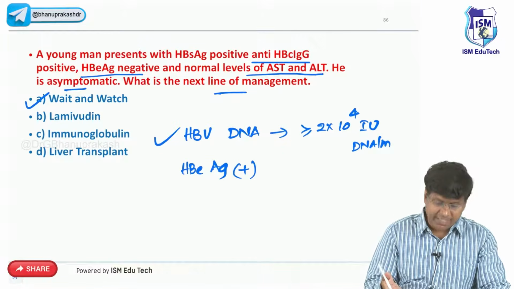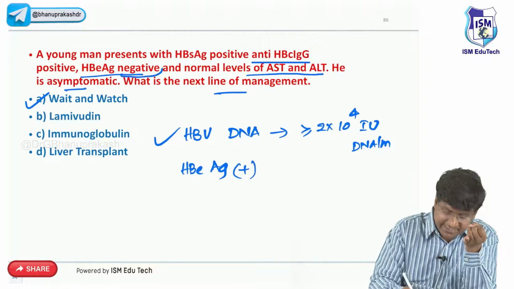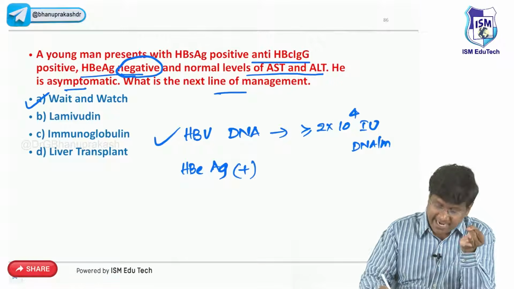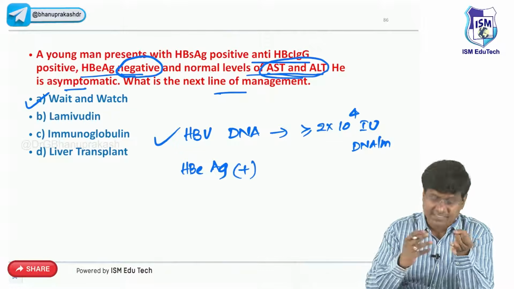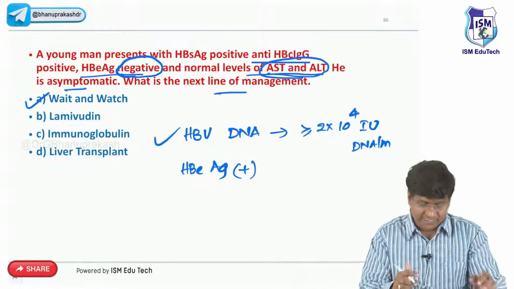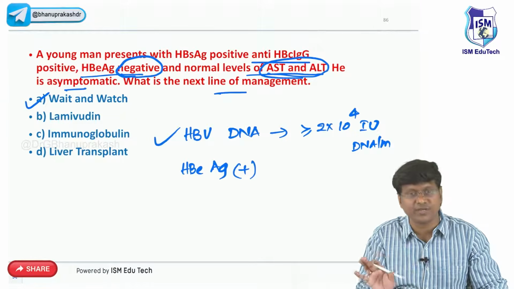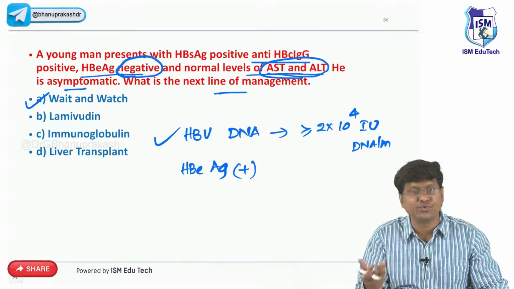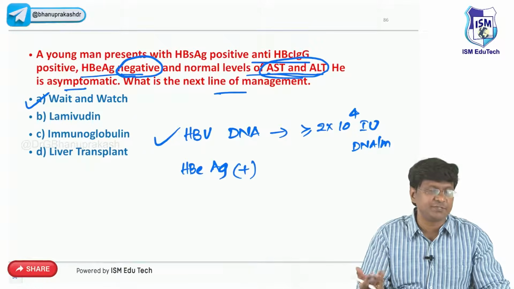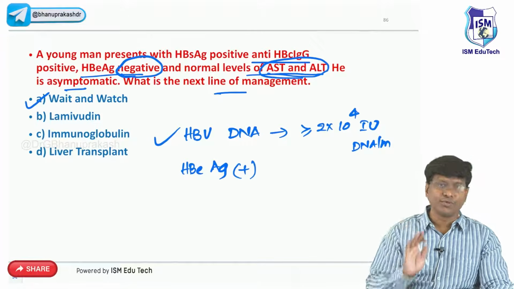But here, the envelope antigen is negative. That means low infectivity. And AST and ALT are normal. That means there is no severe form of hepatitis. So that is the reason why in this patient you need not start the antiviral drugs. You just need to wait and watch, and monitor the HBV DNA levels and AST and ALT levels. Okay, right. So that was about your hepatitis B.